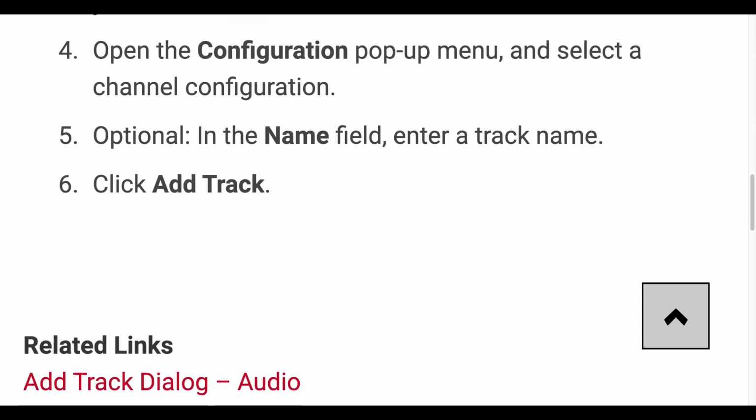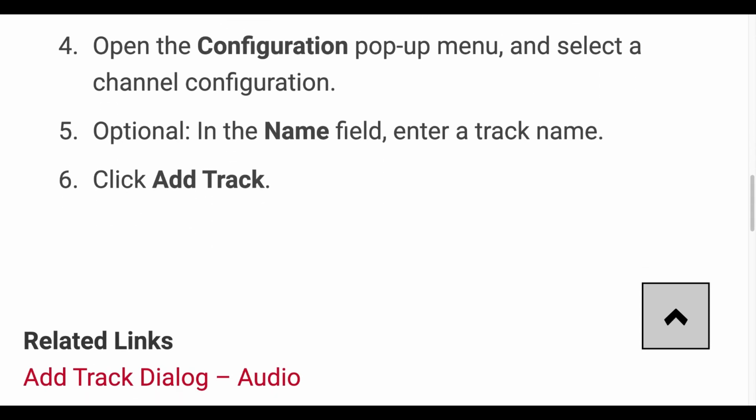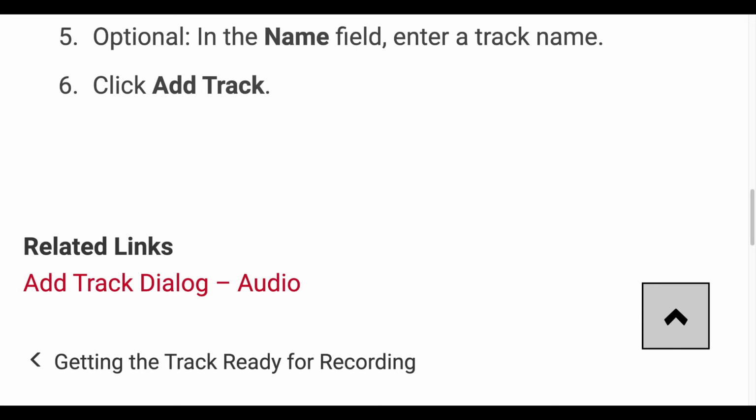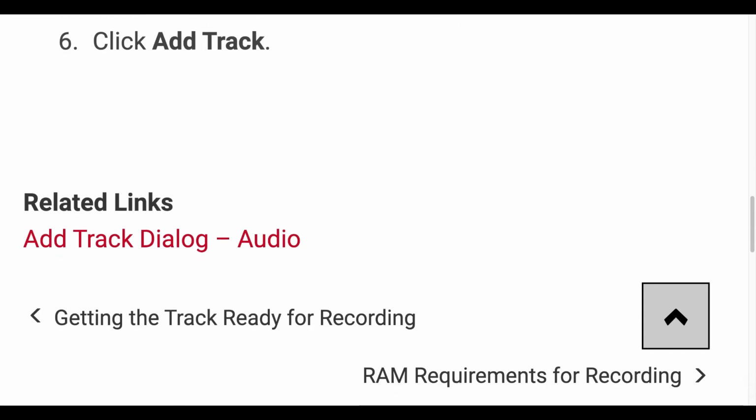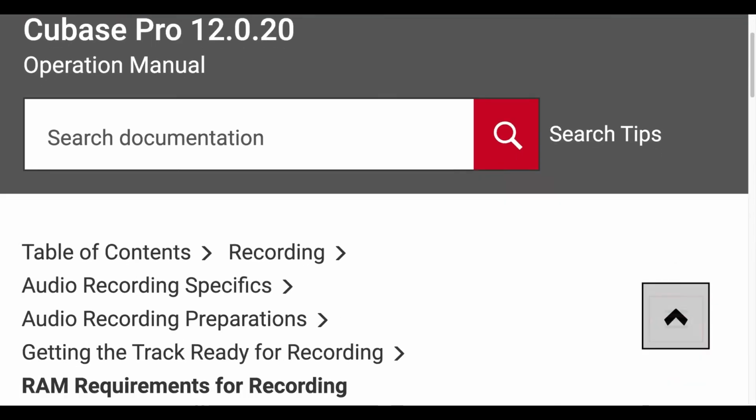Open the Configuration pop-up menu, and select the channel configuration. Optional, in the Name field, enter a track name. Click Add Track. Related links: Add Track dialog, Audio. Getting the track ready for recording.